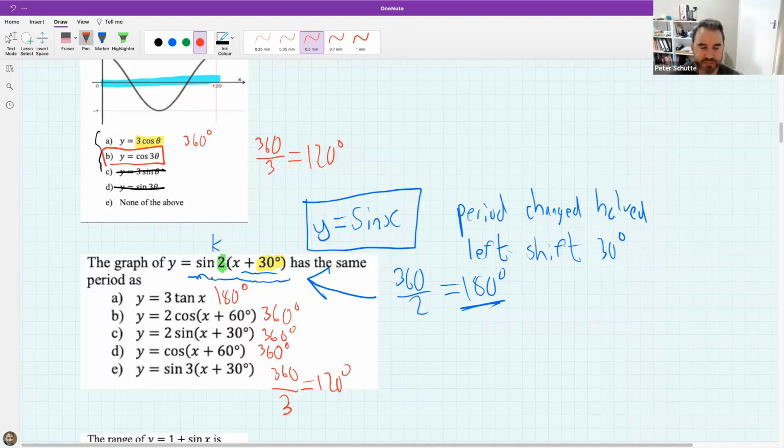Now, of these 5, which one matches the period of the first one? That was a good question. Love a good question. So the only one that matches is the 180. Because this is a plain old tan graph with a period of 180. And I'm looking at the chat and I'm seeing lots of A's, which is great news.